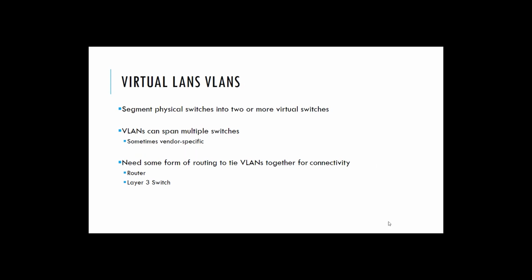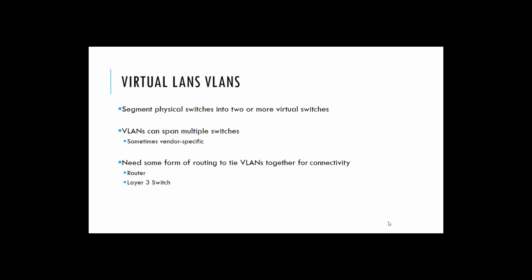Let's have a look here at a concept that is virtual LANs, dividing one physical switch into two or more virtual switches by dividing it into virtual LANs. A VLAN is composed of one or more ports inside the switch, composing VLAN 1, and for VLAN 1 to communicate with VLAN 2, this needs a router or a layer 3 switch between them. So VLANs need some form of routing to tie them together for connectivity. This routing can be done via a router or via a layer 3 switch.